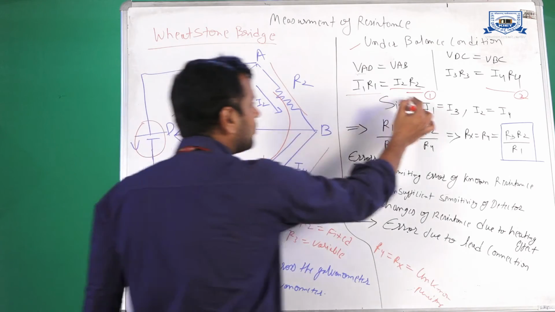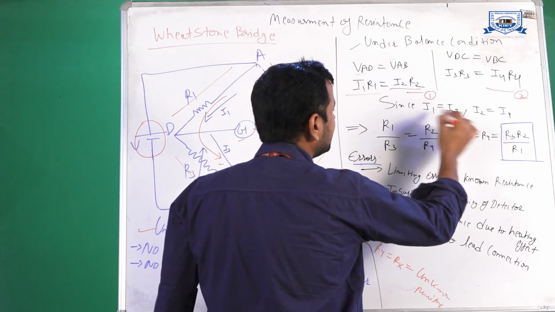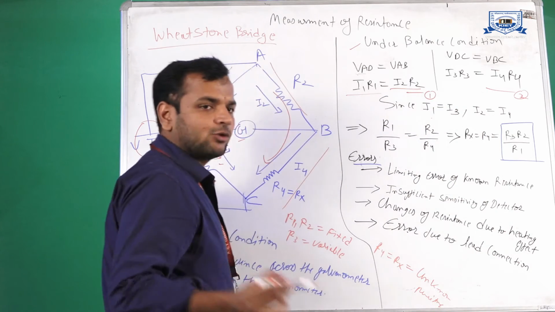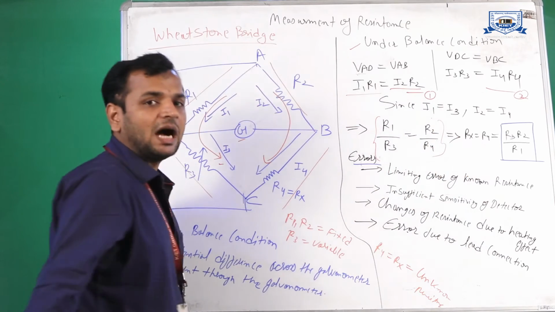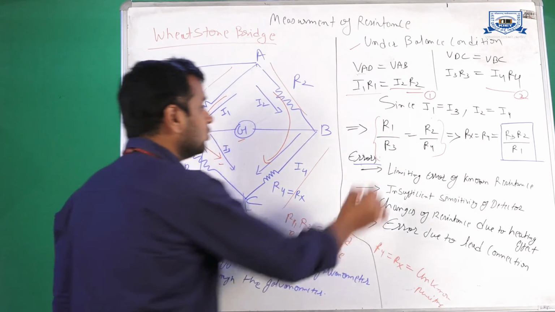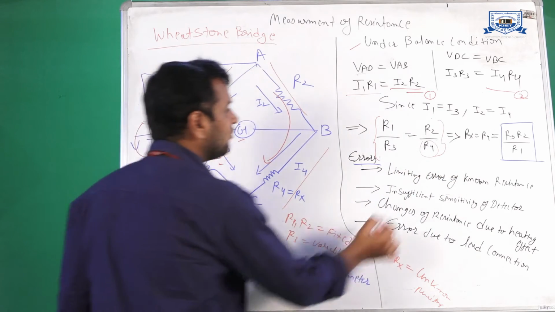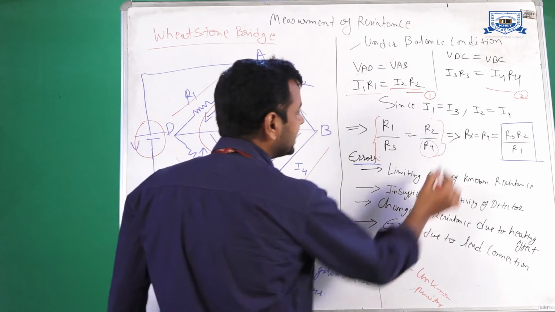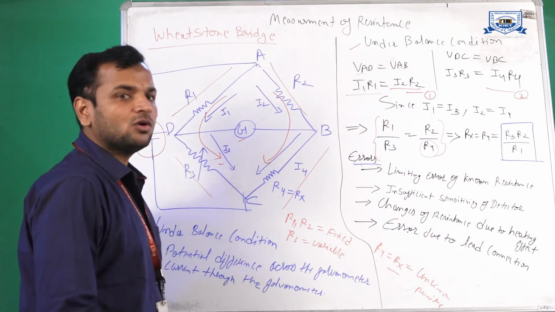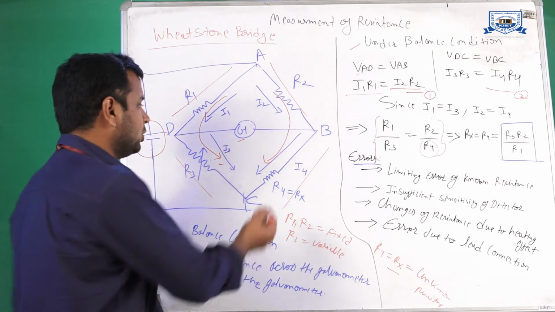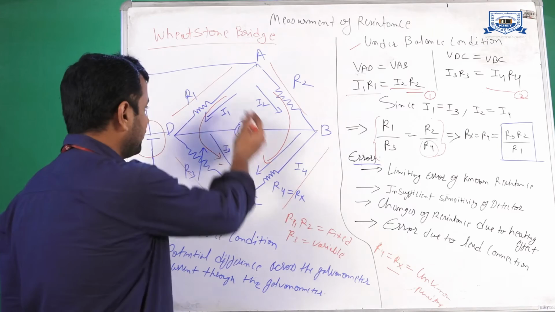From equation 1 and equation 2, because I1 is equal to I3 and I2 is equal to I4, we get the equation R1 by R3 is equal to R2 by R4. Since our unknown resistance is R4, the value of R4, which is Rx, is equal to R3 R2 by R1.